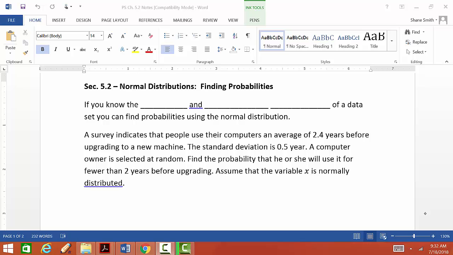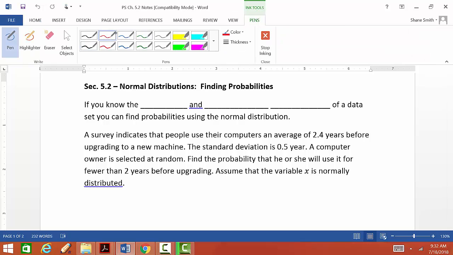In the last video we talked about how to find areas under the standard normal curve. But what if we don't have a standard normal distribution where the mean is 0 and the standard deviation is 1? What if we have just a normal distribution? What if we have an actual data set that is not the standard normal distribution?